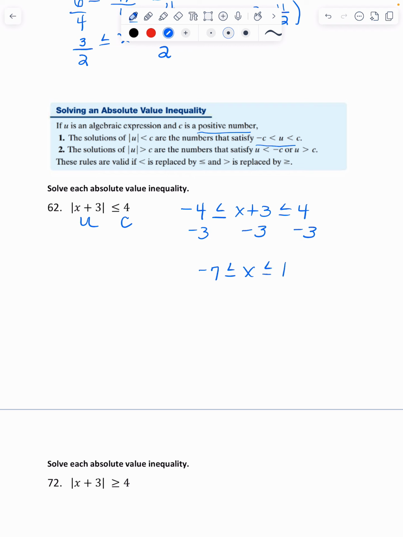Remember, the graph of a compound inequality is a line segment. You can either graph it, or you can write your line segment as negative 7 to 1. It's going to be a bracket because I have equal to's on both of my inequality symbols.